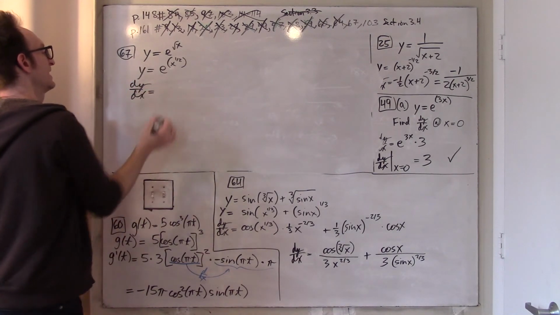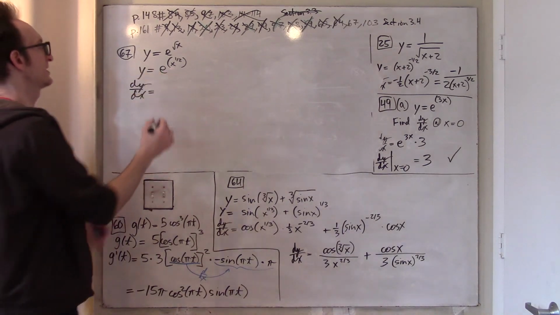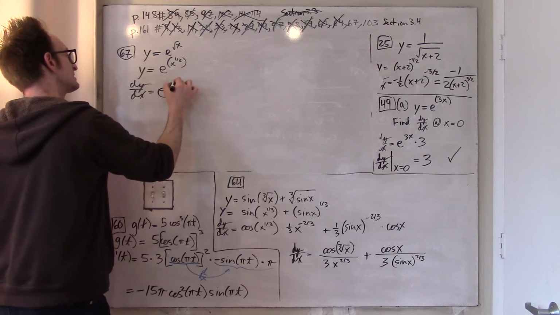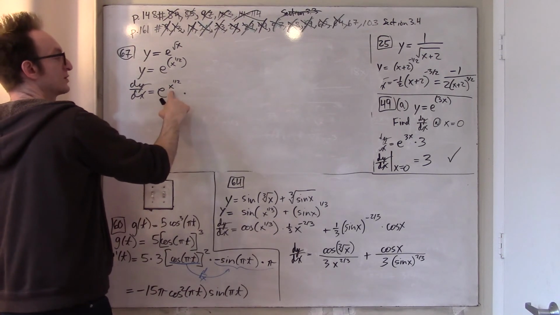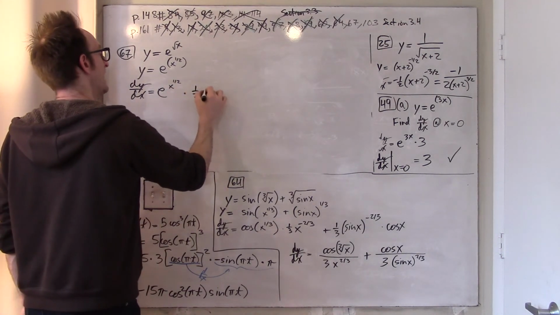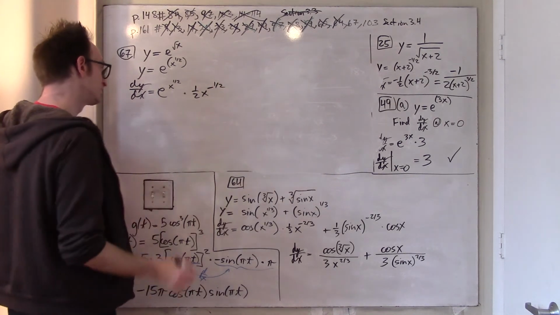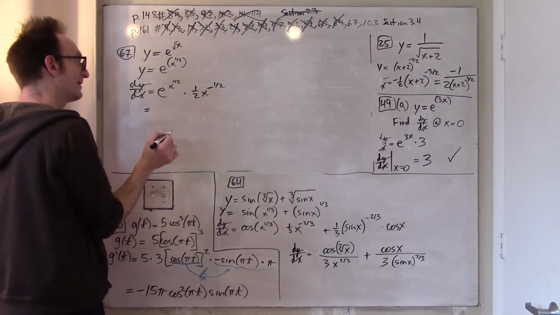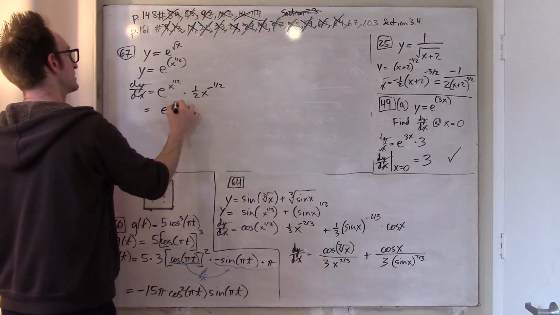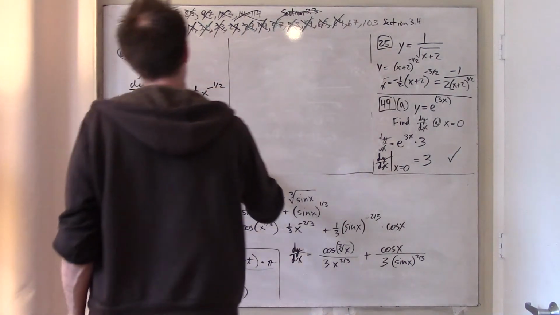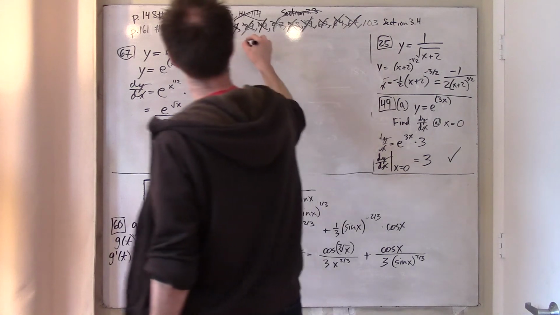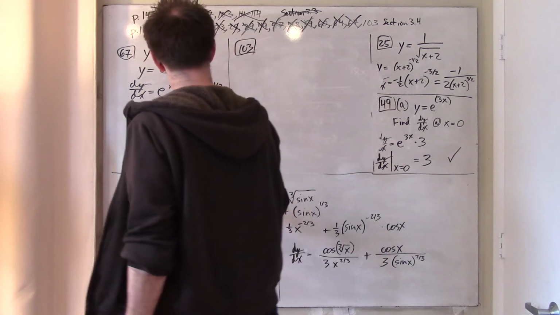So the derivative of e to the something is e to the something back inside for the derivative of the something. What's the derivative of x to the 1/2? 1/2 x to the negative 1/2. Okay, so final answer, this is e to the root x over 2 root x. Good. Last one. This homework is actually maybe not that hard.